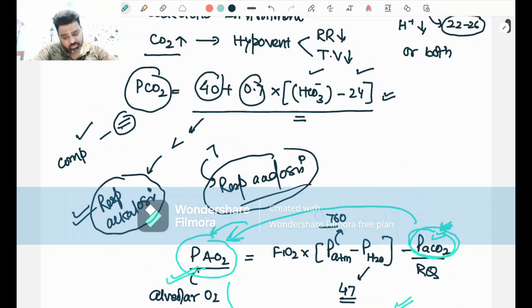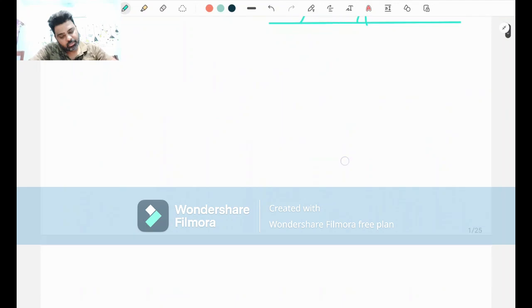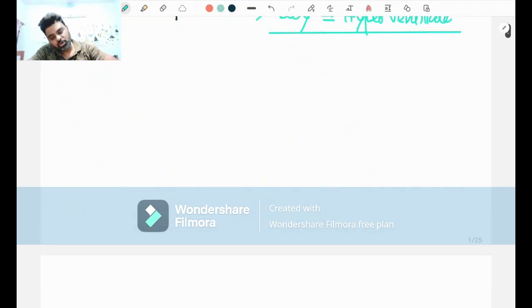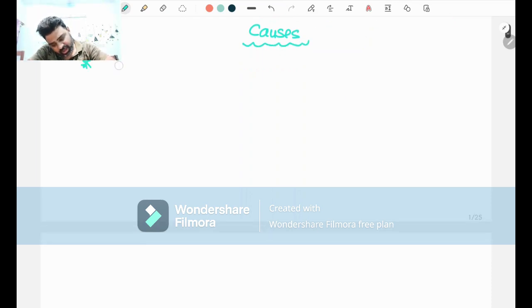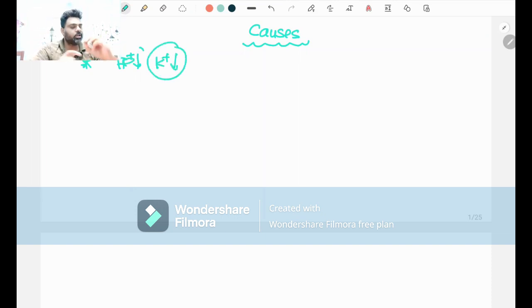Now, once we understand this, we will come to the causes. What are the causes of metabolic alkalosis? The first cause that we'll see is hypokalemia. Anything which is causing hypokalemia will cause metabolic alkalosis.